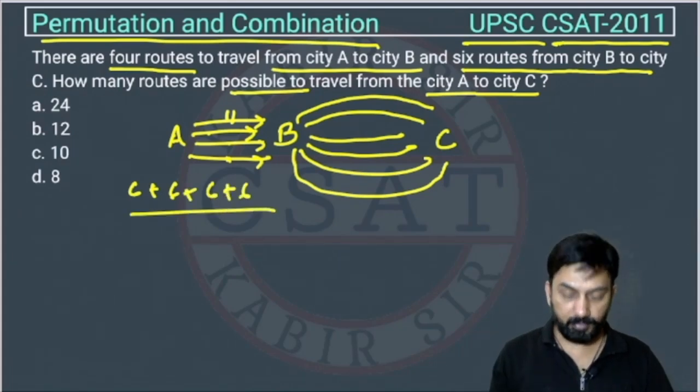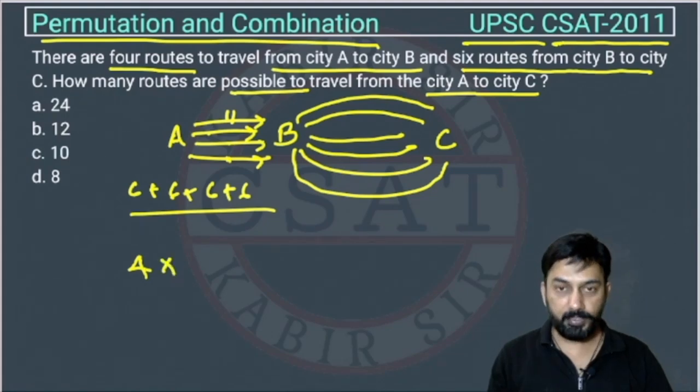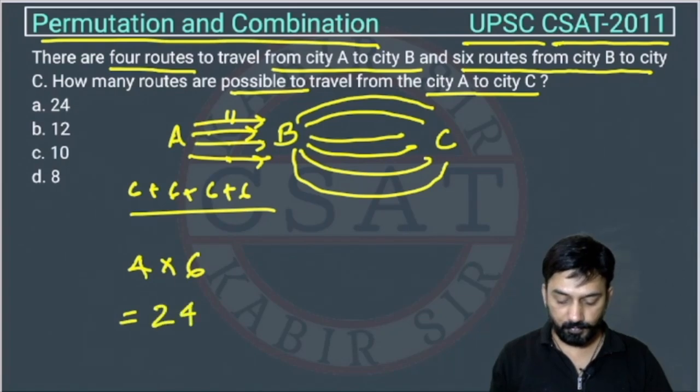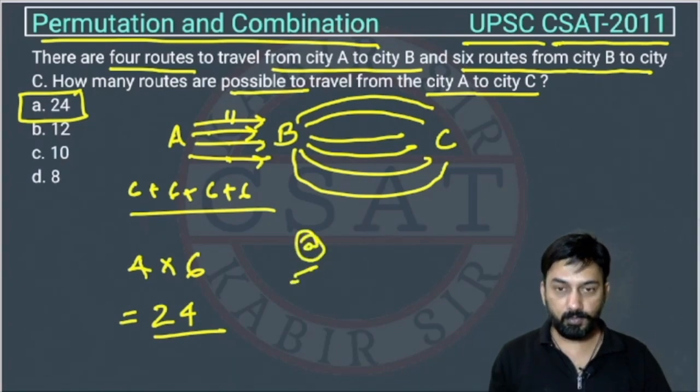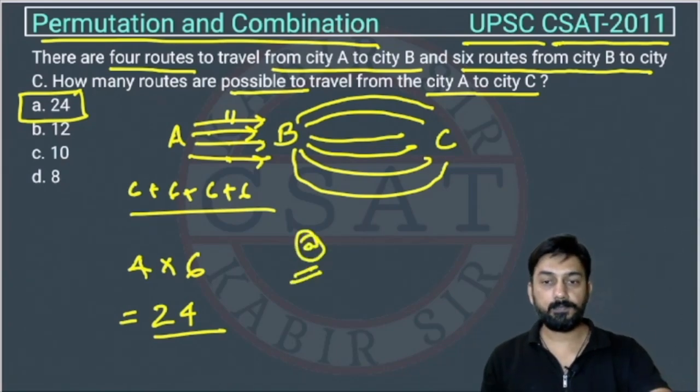Otherwise, the best method to solve this kind of question is: from A to B, how many possibilities are there? 4. And for each possibility there are 6 chances, so 6. So the total is 4 into 6, which is 24. So the answer is option A. The answer of this question is option A.